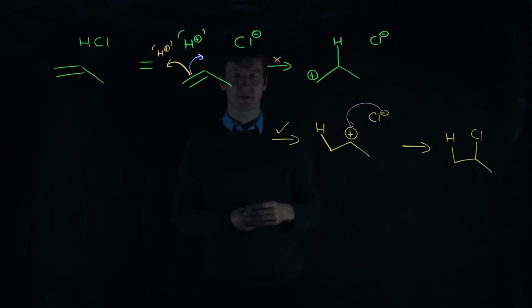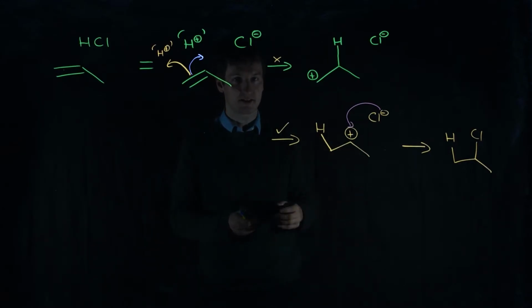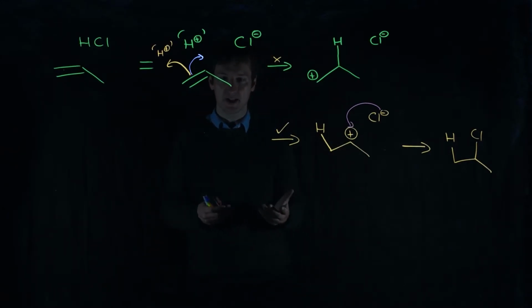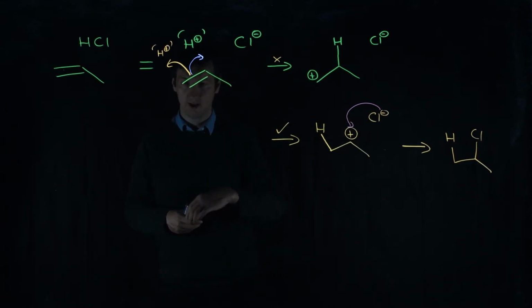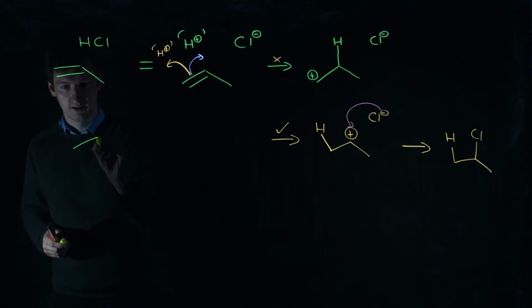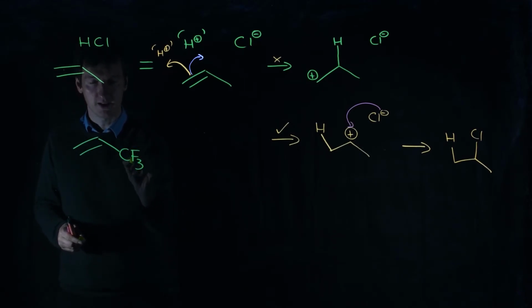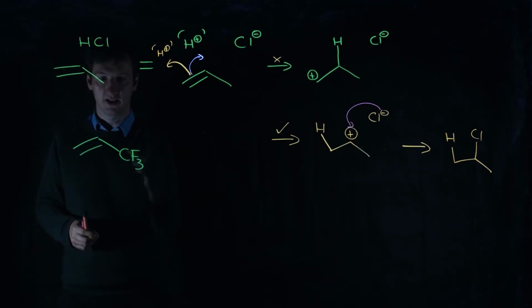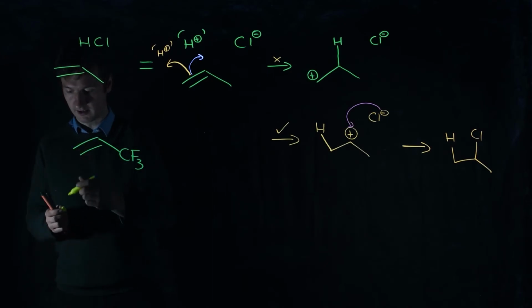There are exceptions to Markovnikov's rule. So there are exceptions where you can use different reaction mechanisms and use radicals, but there are also exceptions in that you can set up conditions where just because it's a more substituted carbon doesn't mean it's going to be more stable. So an example of that would be, for example, this molecule here. By putting lots of fluorines onto this carbon, it becomes much more electronegative, and so having a carbocation here is going to be less stable than having a carbocation here.